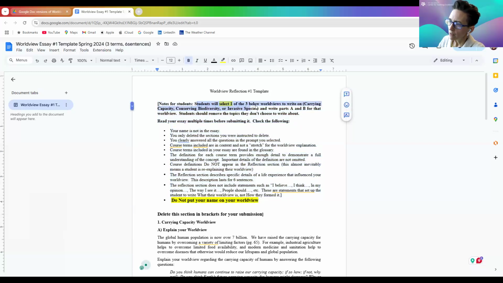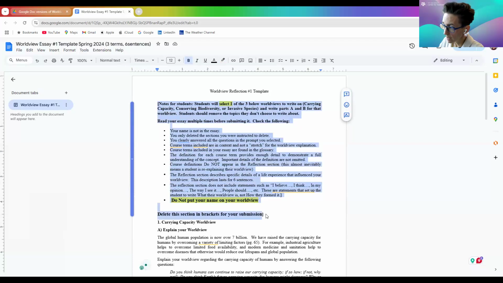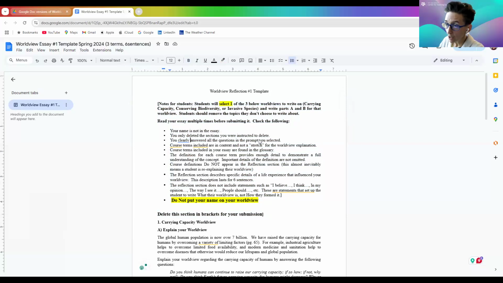So you select one of the 3 prompts below, follow the instructions, don't put your name on the assignment, delete what you're instructed to delete. Anything that's in brackets like this, these brackets, that's meant to be deleted so that you don't have to keep that part. Answer the question, all of the questions. There's going to be multiple questions to answer, so you can answer all the questions.